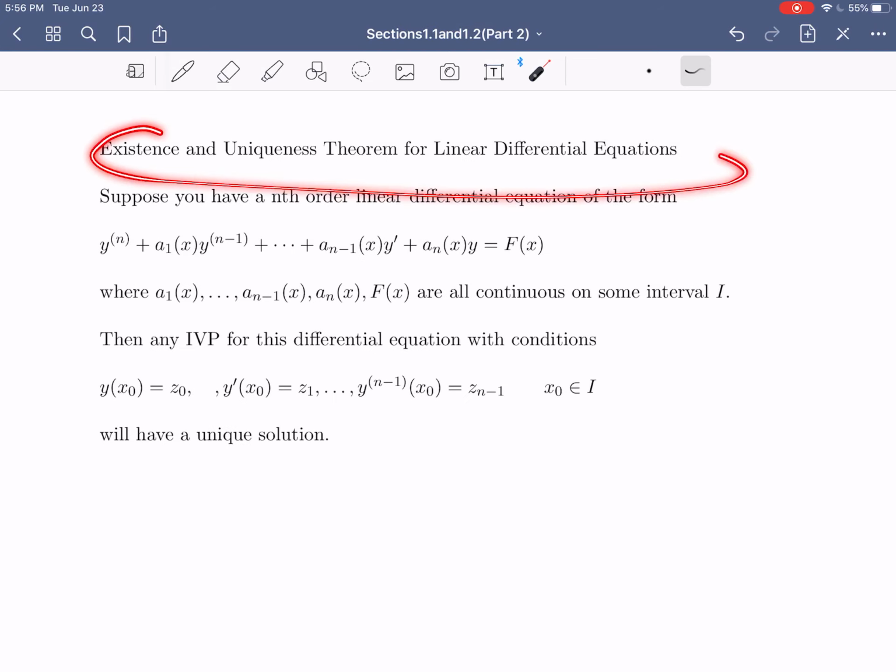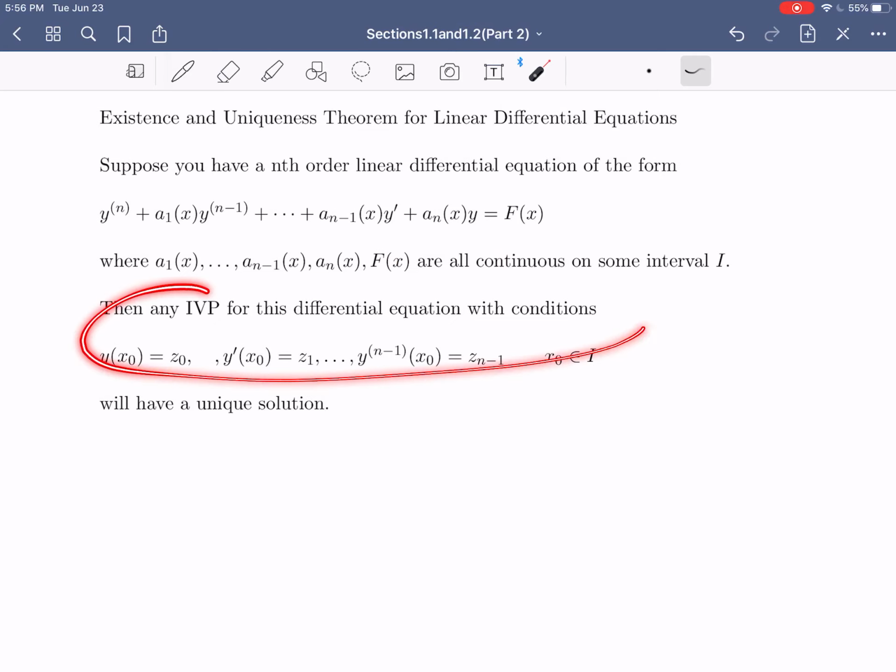So let's see what this existence and uniqueness theorem says. This existence and uniqueness theorem applies to linear differential equations, so it only applies to linear ones. So we're going to suppose that you have an nth order linear differential equation of this form. Notice that we've already put it into standard form, so the nth derivative of y plus a1 of x times the n minus 1 derivative of y, and so on, plus a n minus 1 of x y prime plus a n of x y equals some function f of x. And we're going to have the additional assumption that a1 all the way through a n of x, along with that capital F of x, are all continuous on some interval.